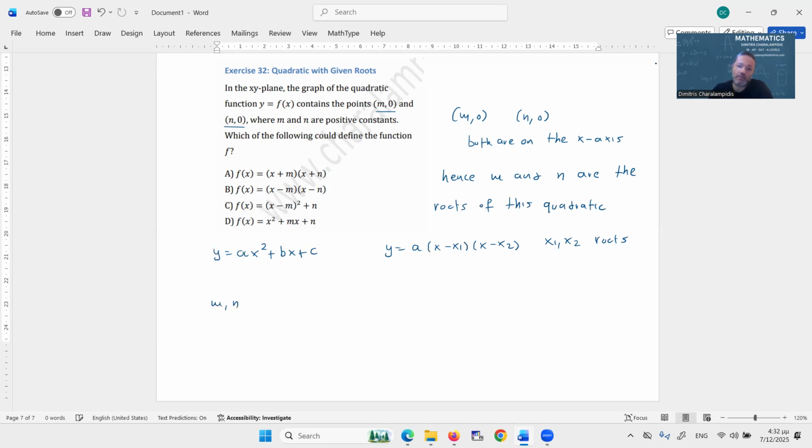n, which could be x1 and x2. The factorized form would have been x minus x1, which in this case is x minus m, multiplied by x minus x2, which in this case would be x minus n. Therefore, the right answer for this question would have been B.